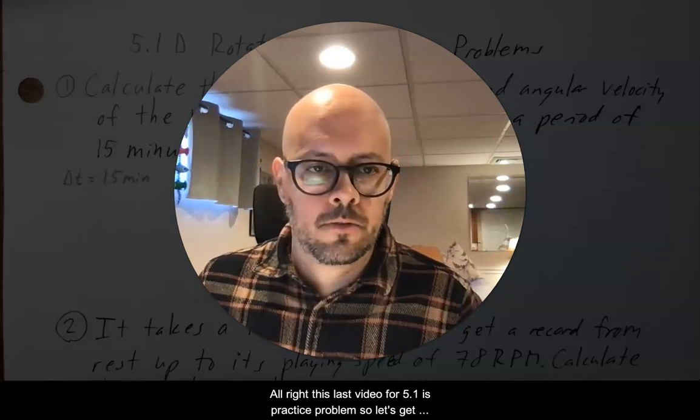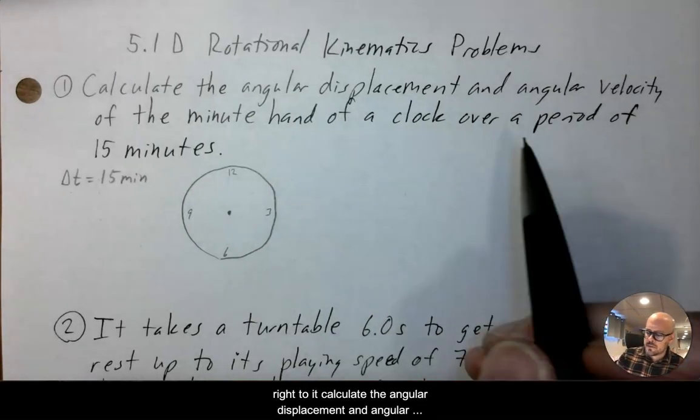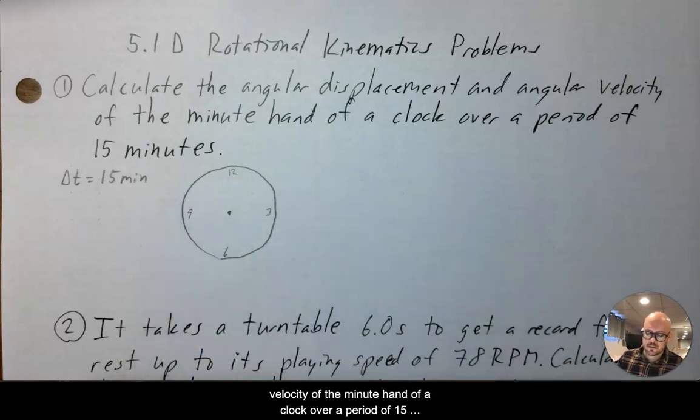All right, this last video for 5.1 is practice problems, so let's get right to it. Calculate the angular displacement and angular velocity of the minute hand of a clock over a period of 15 minutes.